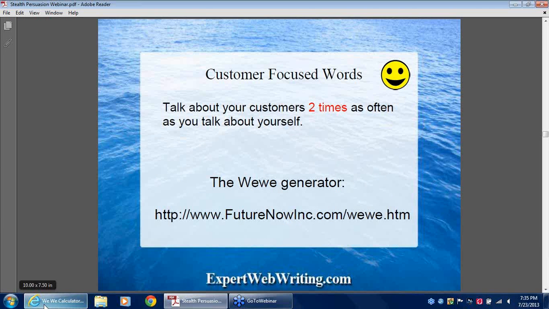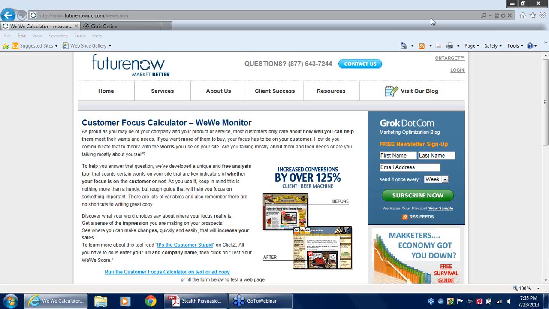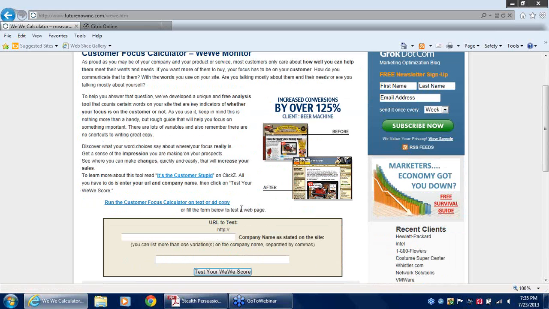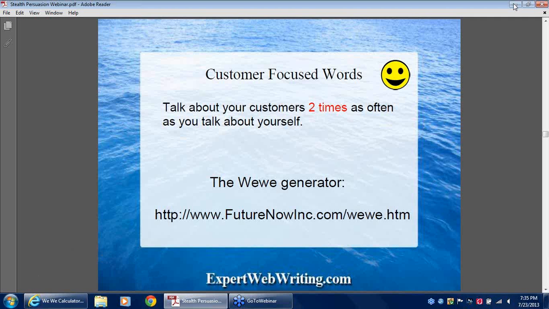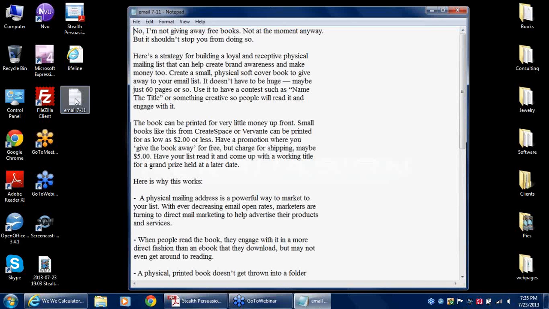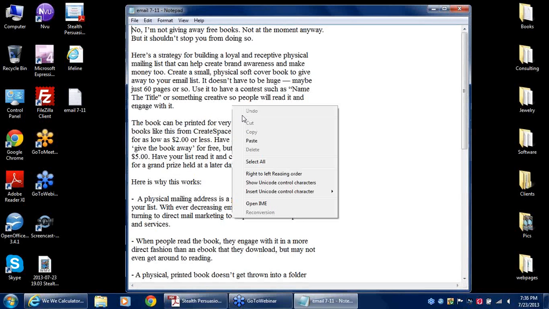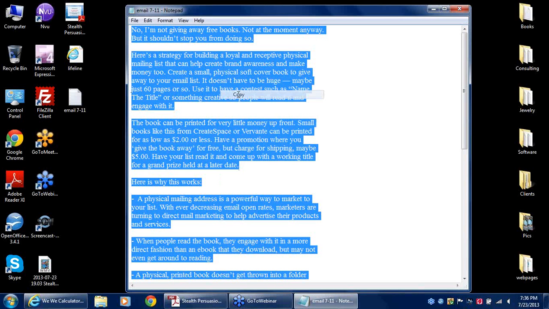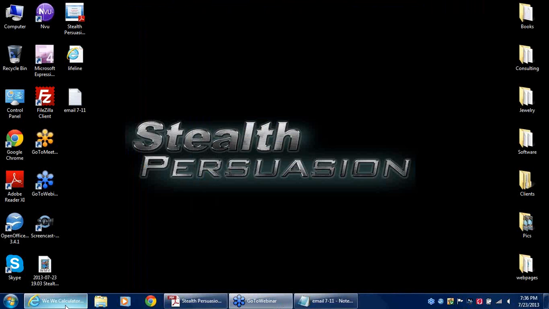Let me show you this calculator. Look at this thing. Now what I've done here is right here, there's a link that says run the customer focus calculator on your text or ad copy. So what I'm going to do is go over to a piece of email that I sent. You can use anything, a blog post, an email. It doesn't really matter. This is an email I just sent out the other day, and I want to make sure that I'm checking my focus here.